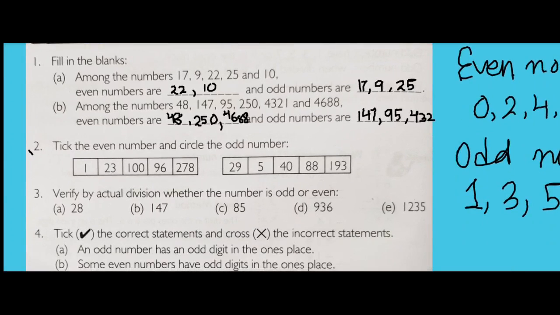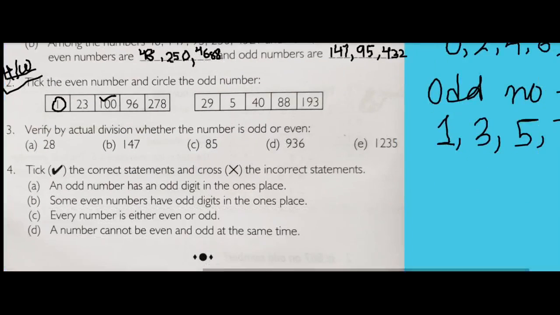So you can do number 2 as your home assignment. You have to circle the odd numbers and tick the even numbers. I will do one for you: 100 is an even number, so I will tick 100, and 1 is an odd number, so I will circle 1. In this way you will complete your number 2.